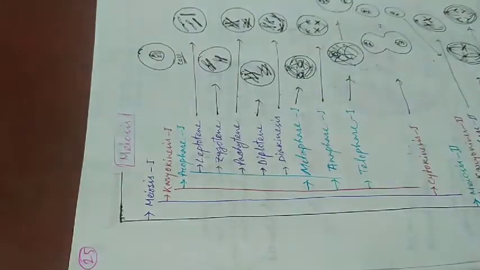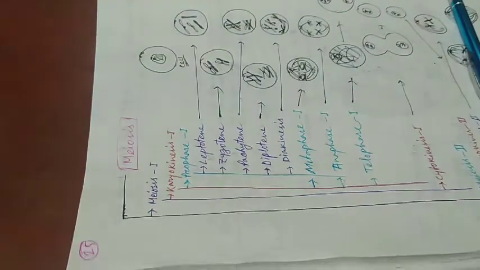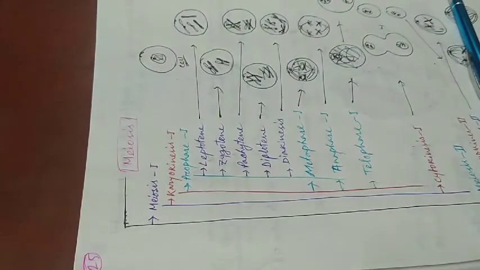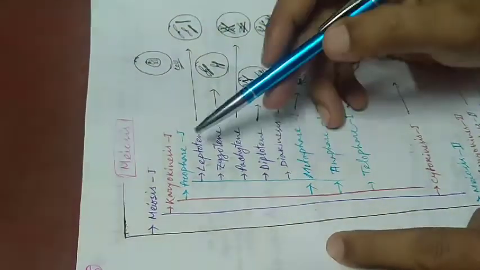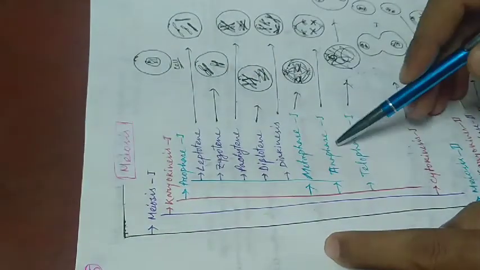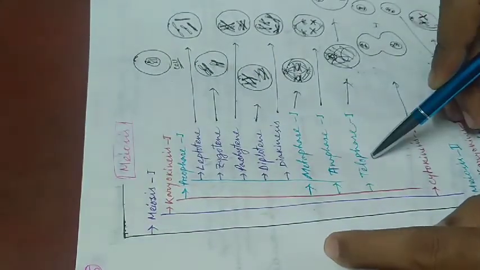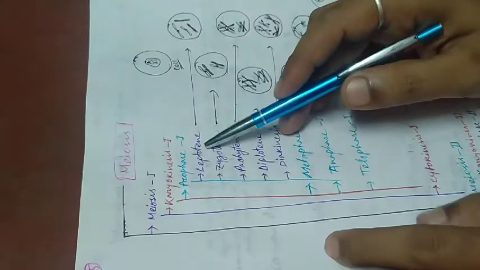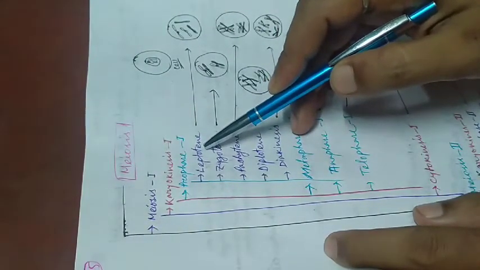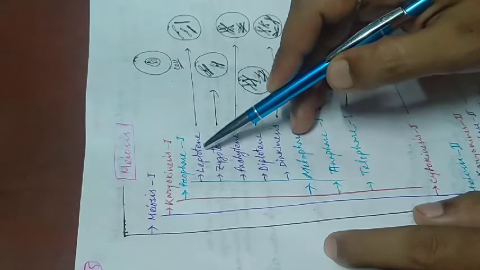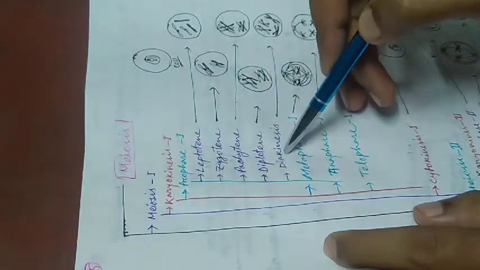Then karyokinesis 1 is also separated into four phases. These are prophase 1, metaphase 1, anaphase 1 and telophase 1. Prophase 1 of meiosis 1 is also separated into five subphases.